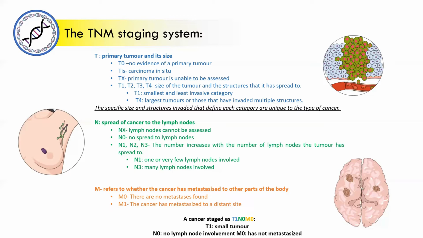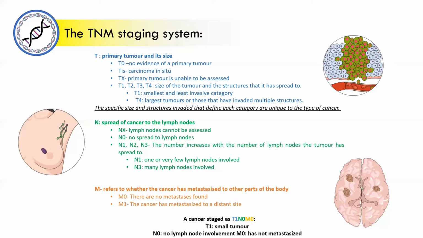T0, there is no evidence of a primary tumor. Tis refers to a carcinoma in situ. TX, the primary tumor is unable to be assessed. T1, T2, T3, T4 refer to the size of the tumor and the structures that it has spread to. T1 is the smallest and least invasive category, whilst T4 is for the largest tumors or those that have invaded multiple structures. The specific size and structures invaded that define each category are unique to the type of cancer.